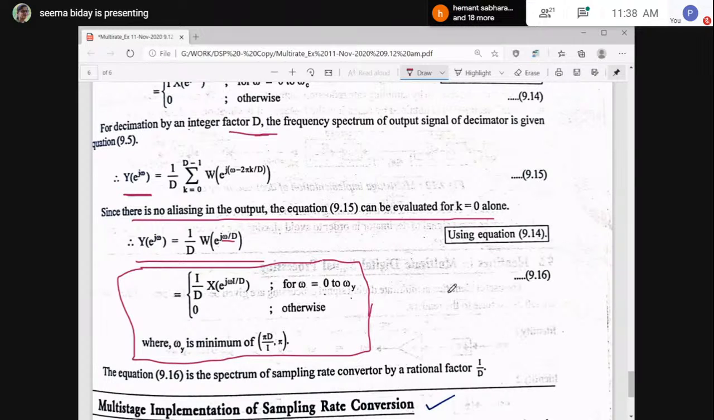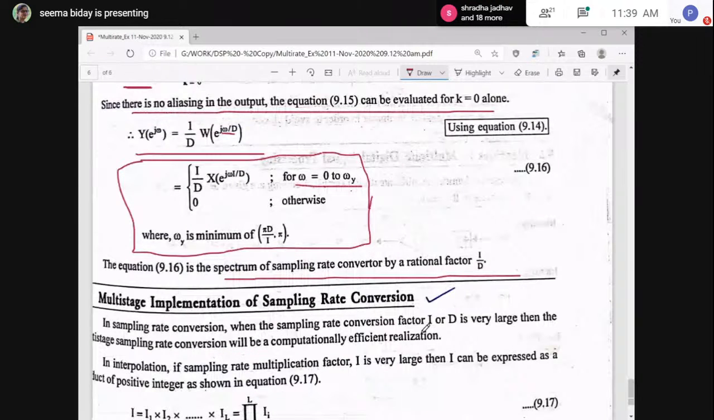This is the effect on spectrum, where ω is from 0 to ωy. ωy is the minimum of π by D, π by I, comma π. This equation is the spectrum of sampling rate conversion by a factor of I by D. So this is for 8 marks in the theory paper, and in the MCQ there are a number of 3, 4, 5 questions I have already discussed.